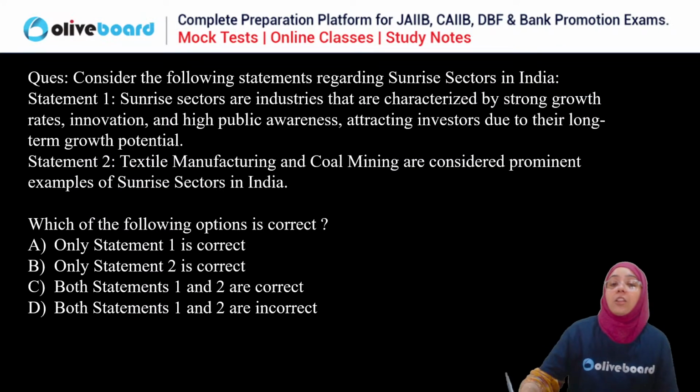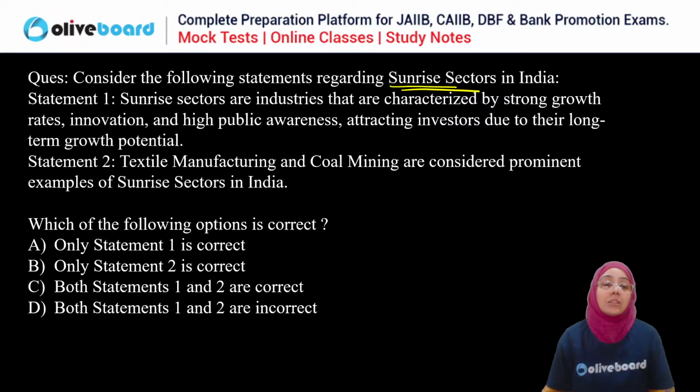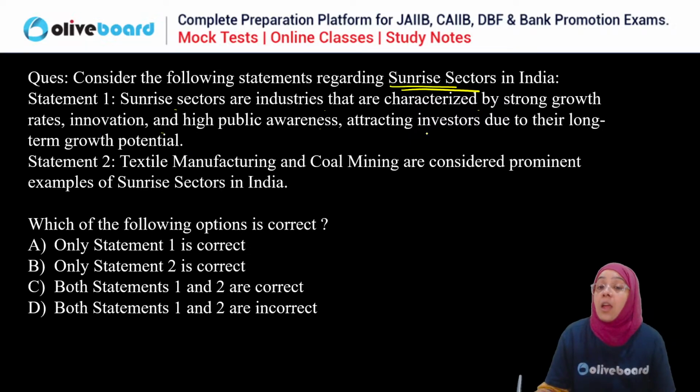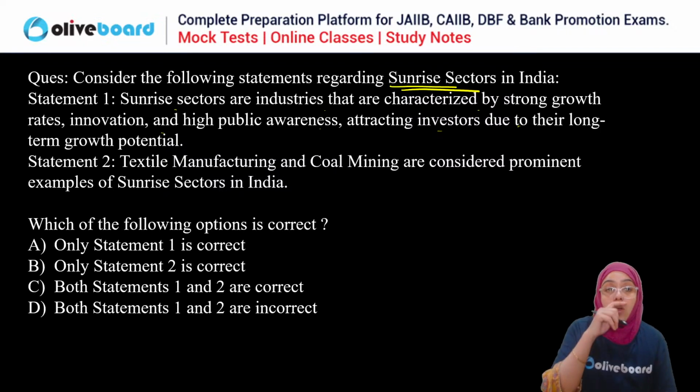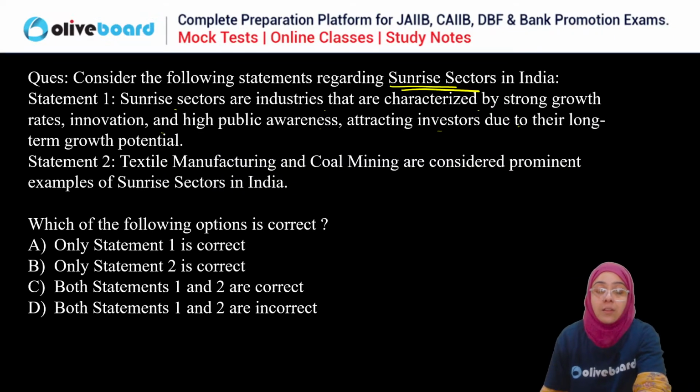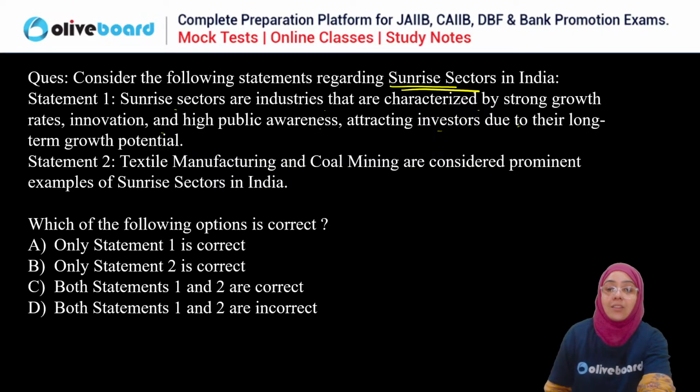Next, consider the following statements about the sunrise sectors in India. Sunrise sectors are the industries that are characterized by strong growth rate, innovation, and high public awareness, attracting investors due to their long-term potential. Textile manufacturing and coal mining are considered prominent examples of the sunrise sectors in India. Very easy, very simple. You can all answer this question.